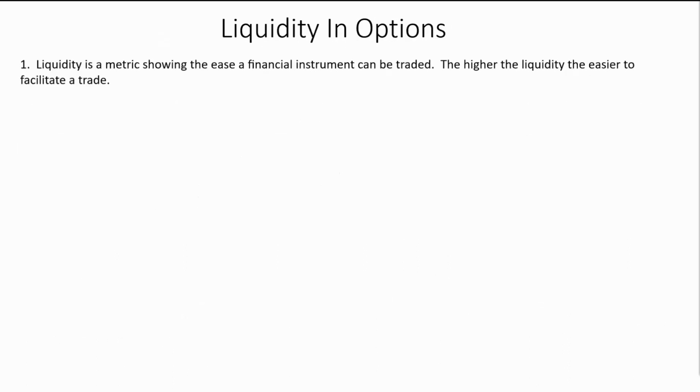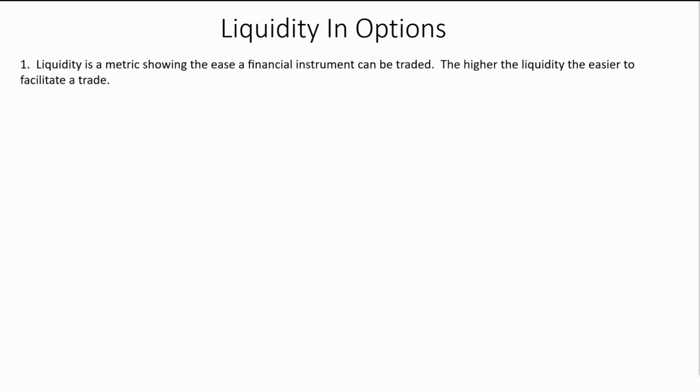Now I want to talk a little bit about liquidity in options because I think that's extremely important. Liquidity is a metric showing the ease with which a financial instrument can be traded. The higher the liquidity, the easier it is to facilitate a trade. So if you're trading something like Apple or the SPY, something that's extremely liquid, there's tens of thousands of contracts that are traded on it. It's an extremely liquid product to get in and out of.